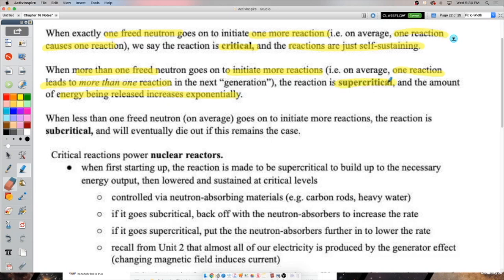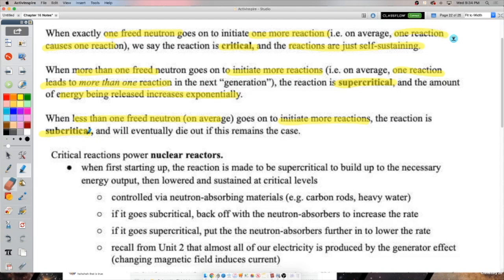Now, on average, when less than one freed neutron initiates a reaction, say you have 2 reactions and maybe one of them causes another reaction, but for the other one, the neutron just kind of fizzles away or gets absorbed, it doesn't actually cause a new fission, okay? Well, then, sub means below, right? Sub-zero temperature is below 0. The reaction is subcritical. It's below critical. So eventually what's going to happen is, if for every one reaction you're not even getting one more reaction out of that, right?